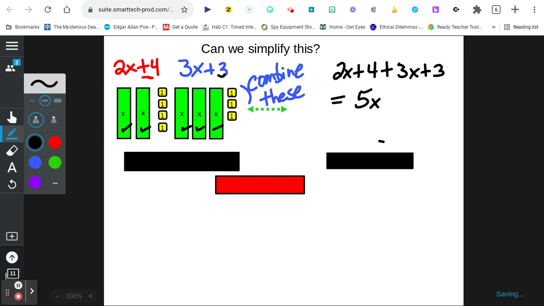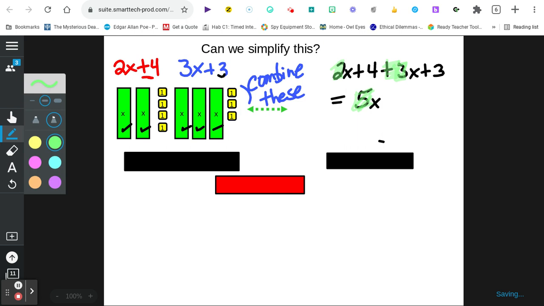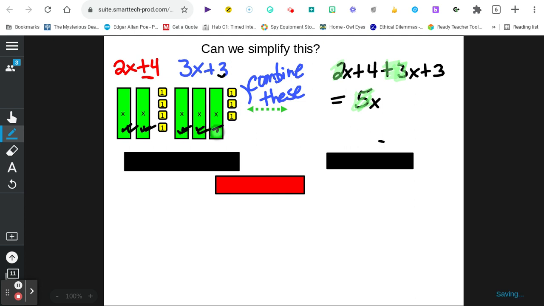Or you can simply look at the coefficients. The coefficient of that x is 2. The coefficient of that x is a positive 3. And look at the sign in front, please. So 2x's plus 3x's make 5. You can add the coefficients, or you can simply look at the tiles again. 1, 2, 3, 4, 5.